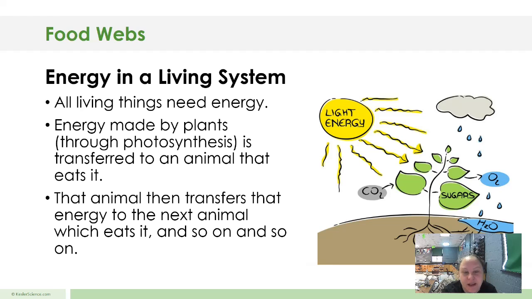So that animal then transfers that energy to the next animal which eats it, and so on and so on. So each time an organism is consumed, that energy is transferred. Not the same amount, but it's transferred.